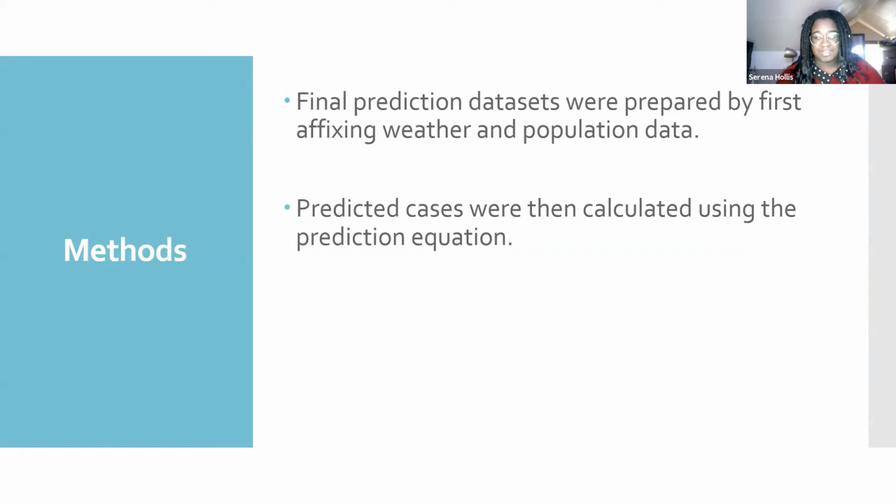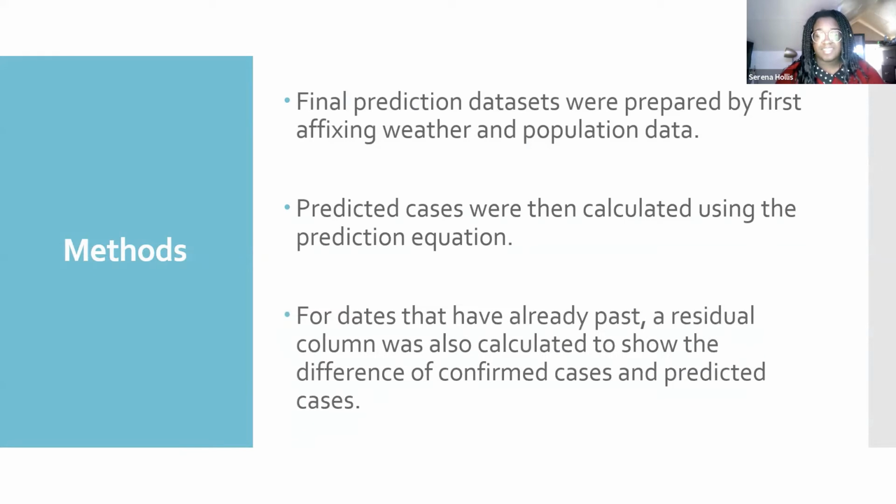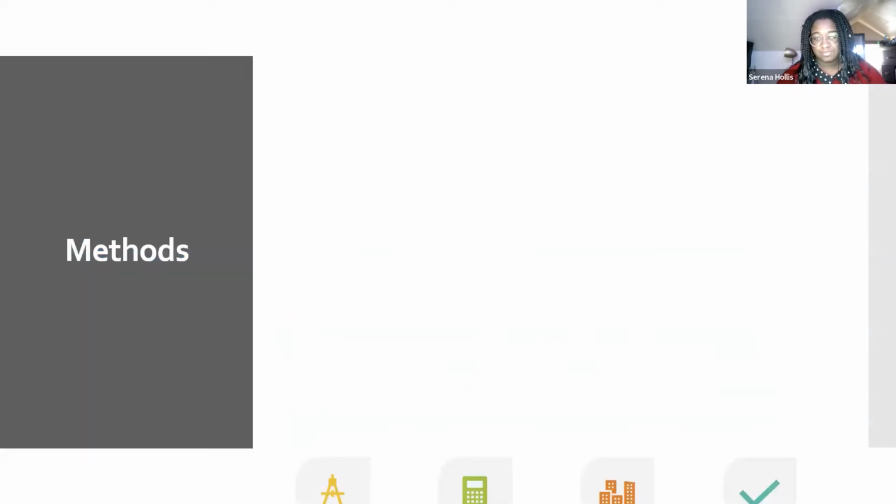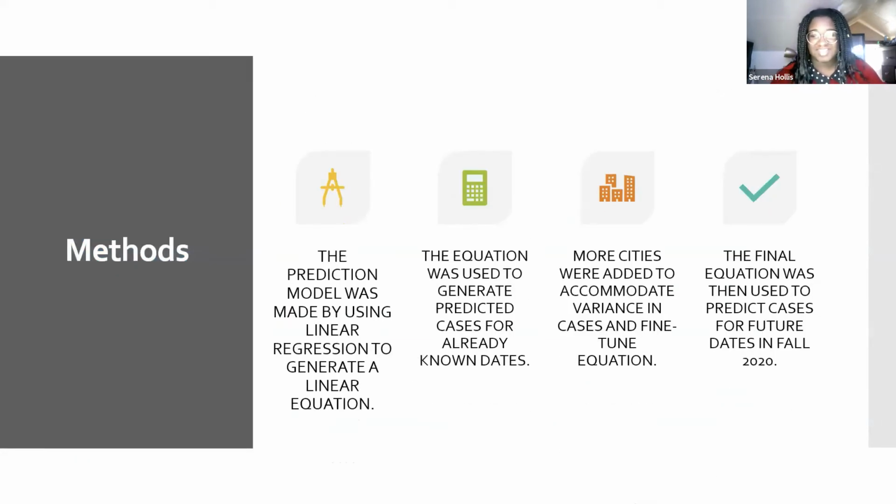And then for the predicted cases, I put in a new field in GIS, and I used that equation that I showed you before to combine all of those different data set factors into creating a new predicted case column for me. And then for dates that have already passed, because I wanted to validate my equation, I also made a residual column, which calculates the difference between the confirmed cases and the predicted cases.